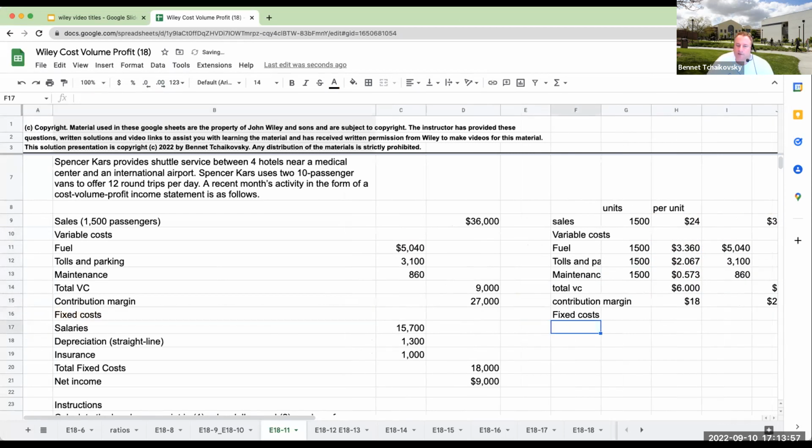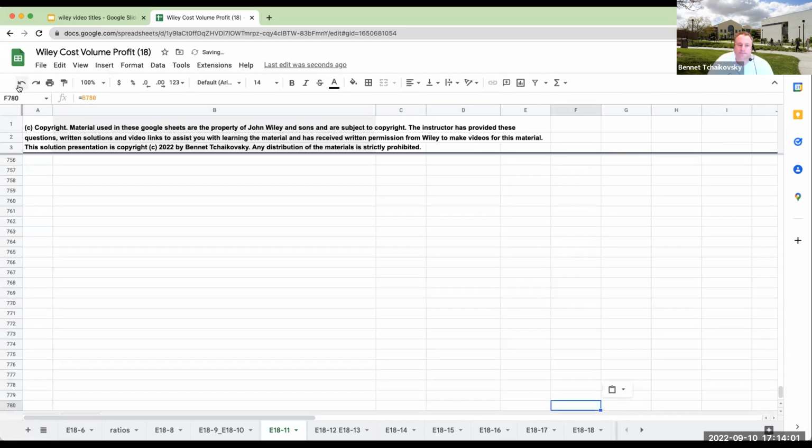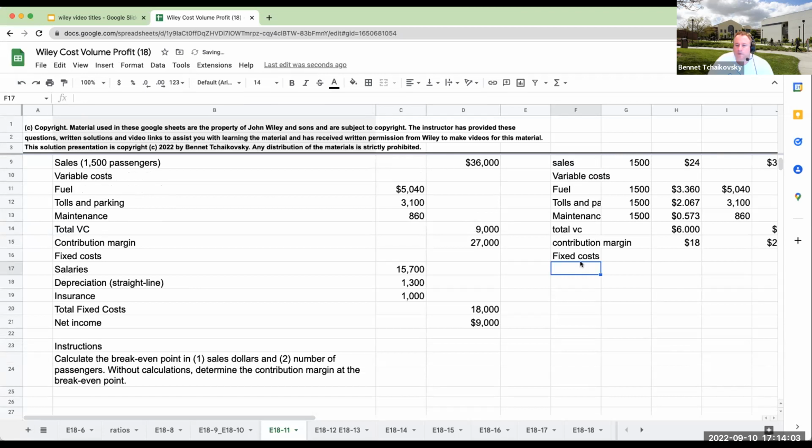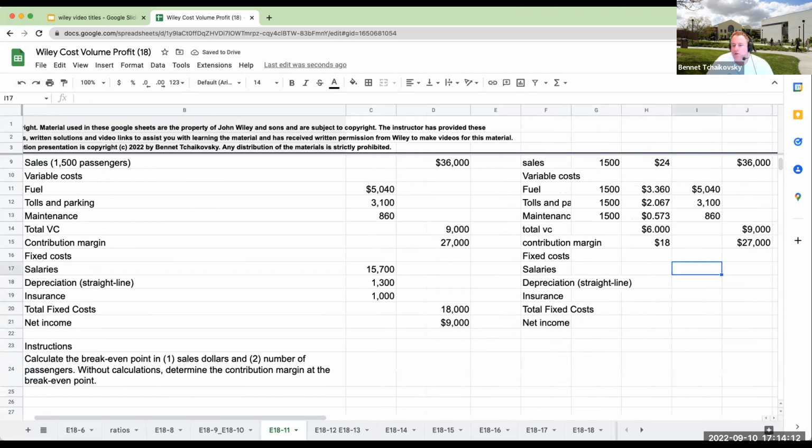For my fixed costs, I'm going to have salaries, depreciation, straight line, insurance, total fixed costs, and net income. Again, all I'm really doing here is rewriting this out, and I'll show you why momentarily. Okay, so my net income is going to be 9,000.